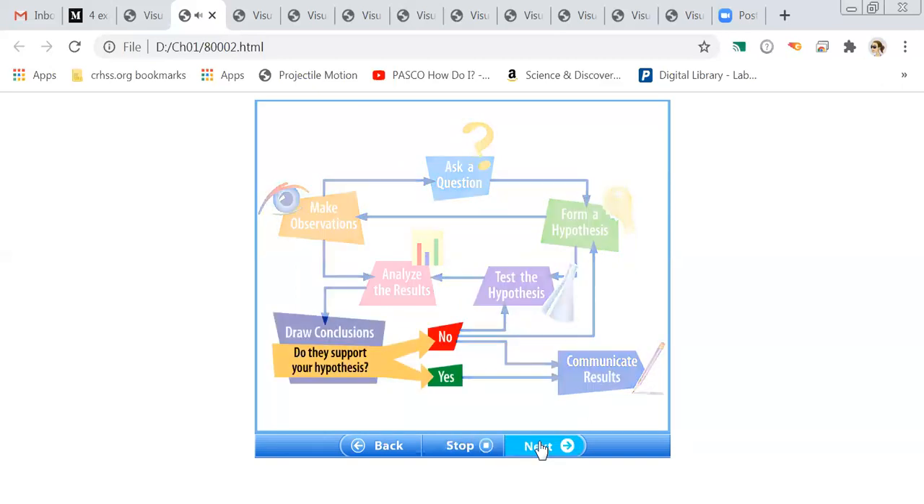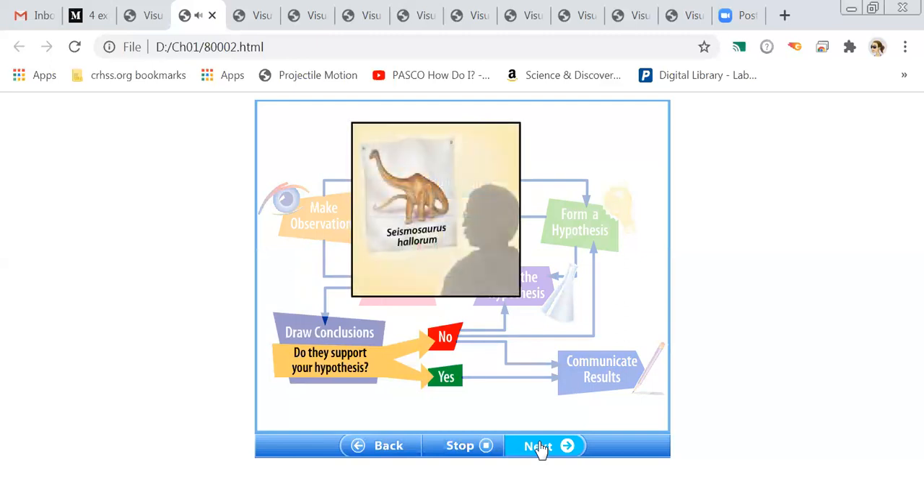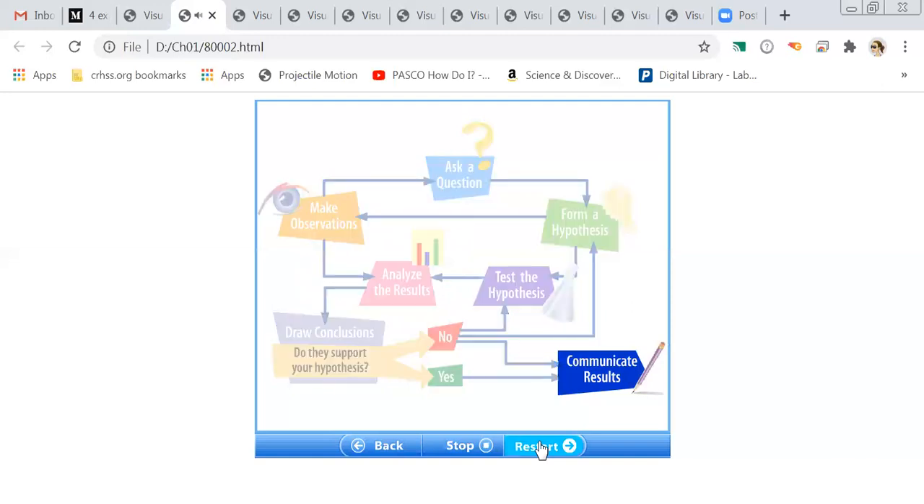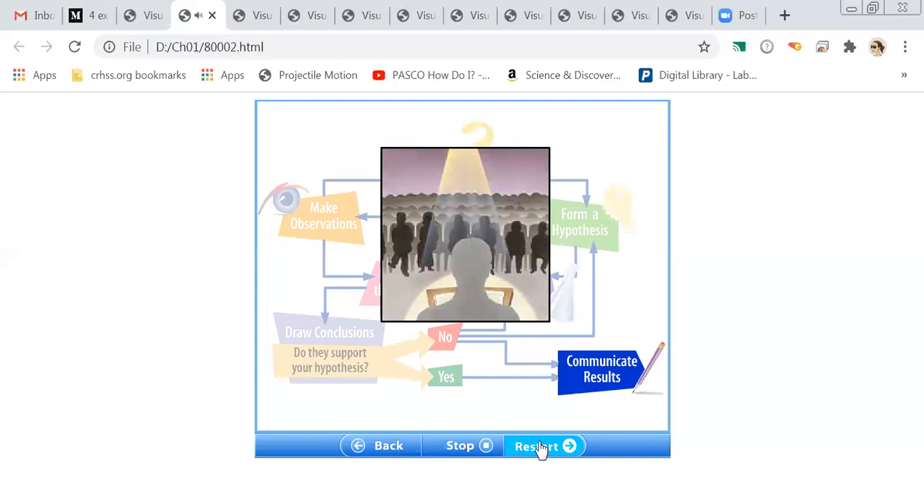Finally, scientists must conclude whether the results of their test supported the hypothesis. Let's suppose that the dinosaur bone measurement test led to the conclusion that a new dinosaur species has been discovered. Upon completing an investigation, scientists communicate their results. Scientists often present their findings in speeches, journal articles, and books.